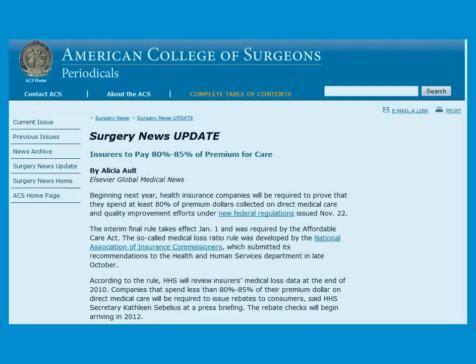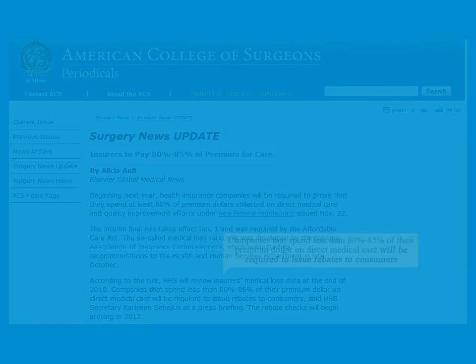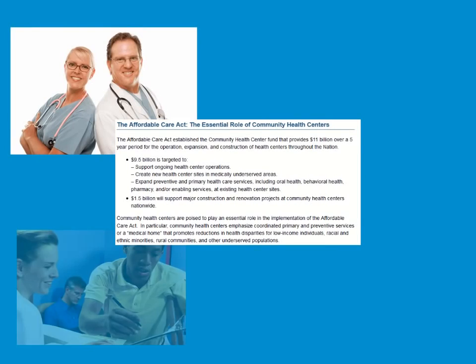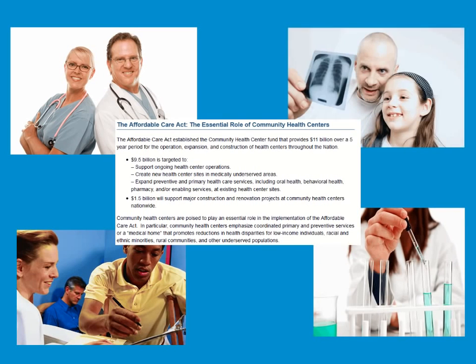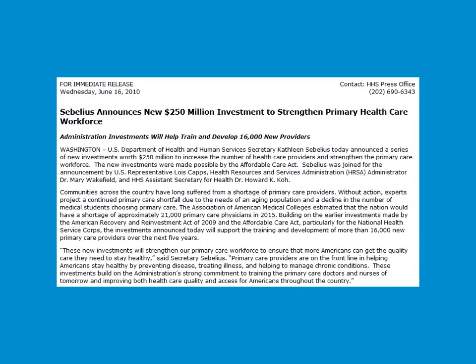And the ACA requires plans in the individual and small group market to spend 80% of premium dollars on medical services, and plans in the large group market to spend 85%. Insurers that do not meet these thresholds must provide rebates to policyholders. The ACA increases funding for community health centers to allow for nearly a doubling of the number of patients seen by the centers over the next 5 years. The ACA provides new investment in training programs to increase the number of primary care doctors, nurses, and public health professionals.